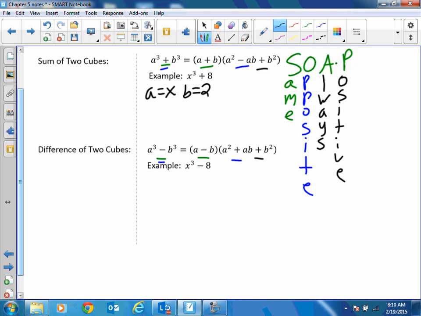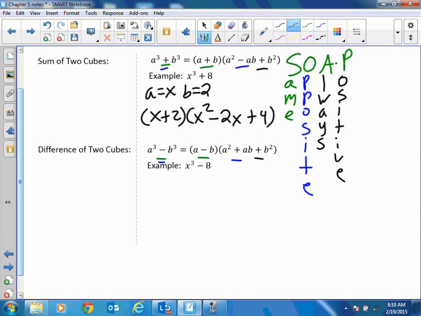So once you find the cube roots, then it's just about plugging them into the formula, okay? Instead of a plus b, you'd have x plus 2. Instead of a squared, you'd have x squared. Instead of minus ab, you'd have minus x times 2, which is 2x. And instead of b squared, you'd have 2 squared, which is 4. Okay?